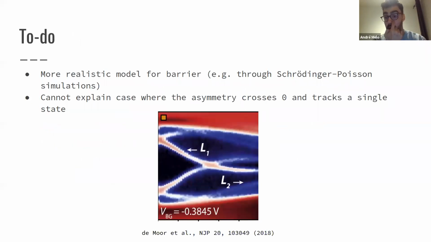In terms of things that we have left to do, we would like to get a more realistic model for the barrier, for example, by solving the self-consistent Schrödinger-Poisson equations. So that's an interesting extension. And also there are some instances of conductance asymmetry that we cannot explain in our model. This is one that I showed before. So when you have a state which always has more conductance, this is not something that our model can explain. So this is likely some other type of mechanism.